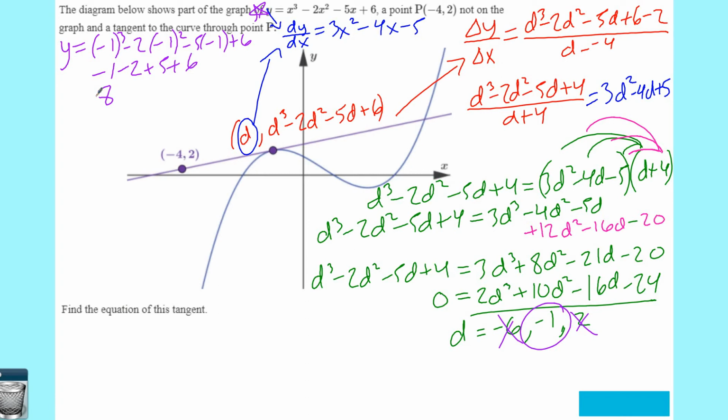Anyway, so now our point is -1 comma 8. So this is important to know. Okay, so that's what that point is.